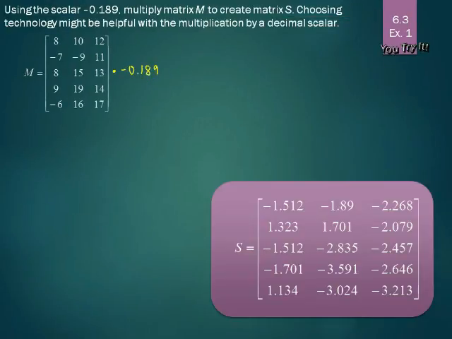Our answer is S equals negative 1 and 512 thousandths, 1 and 323 thousandths, negative 1 and 512 thousandths, negative 1 and 701 thousandths, 1 and 134 thousandths, negative 1 and 89 hundredths, 1 and 701 thousandths, negative 2 and 835 thousandths, negative 3 and 591 thousandths, negative 3 and 24 thousandths, negative 2 and 268 thousandths, negative 2 and 79 thousandths, negative 2 and 457 thousandths, negative 2 and 646 thousandths, negative 3 and 213 thousandths.